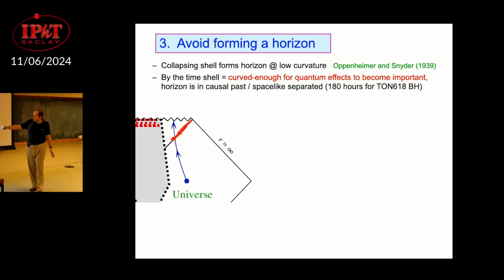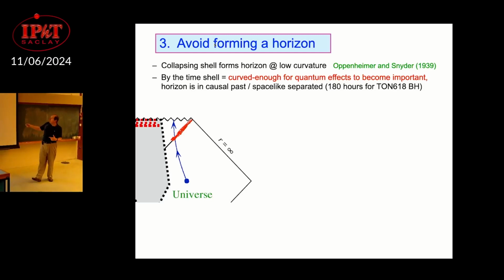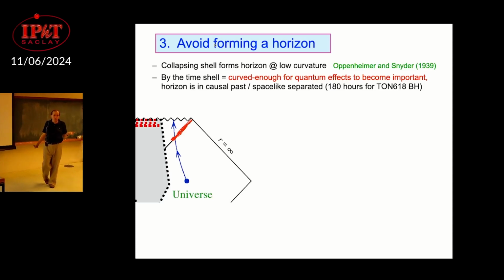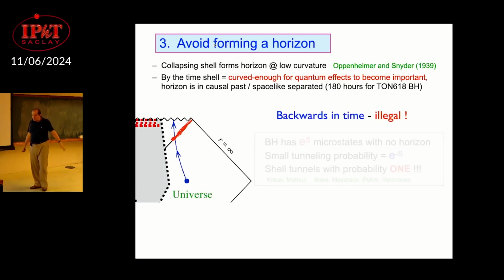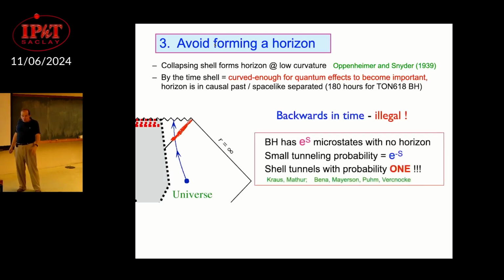If you don't make the structure here, you can only make it by going back in time, or by going at a space-like separation of a huge distance. 180 light seconds. That's a lot of space separation. You need a lot of very complicated physics to do that. And again, that's illegal.